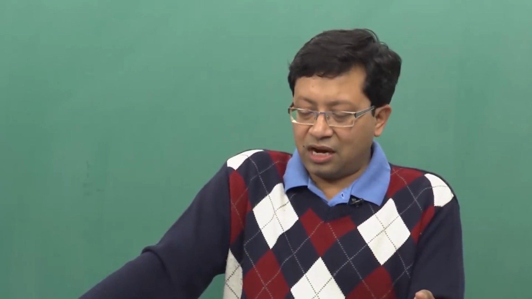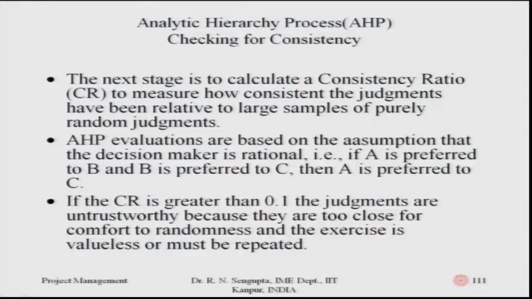So, this CR is to measure how consistent the judgment has been relative to large samples of purely random judgments, because they are just random. If I ask one person to compare between fuel efficiency and economy, it may change from day 1 to day 2. So, I am trying to find out what is the best judgment.